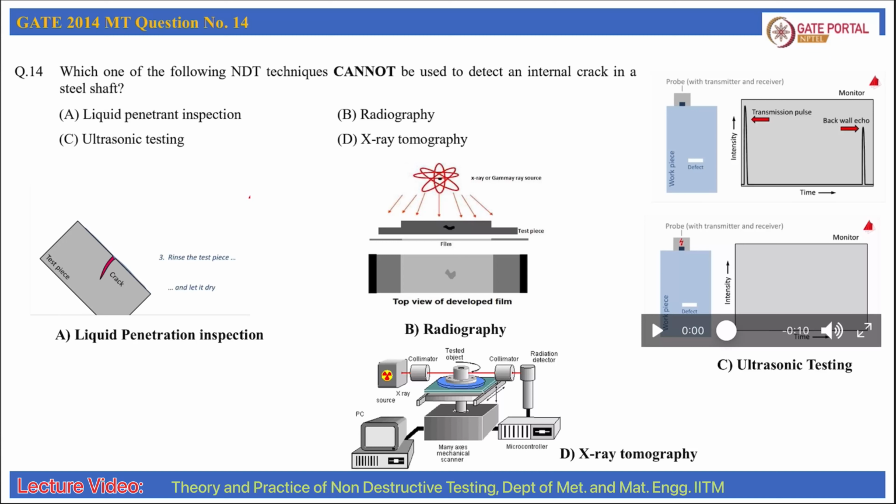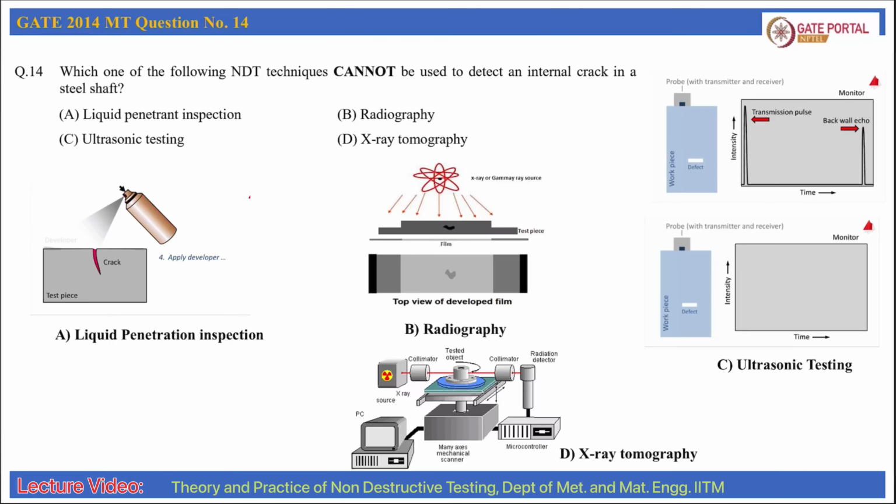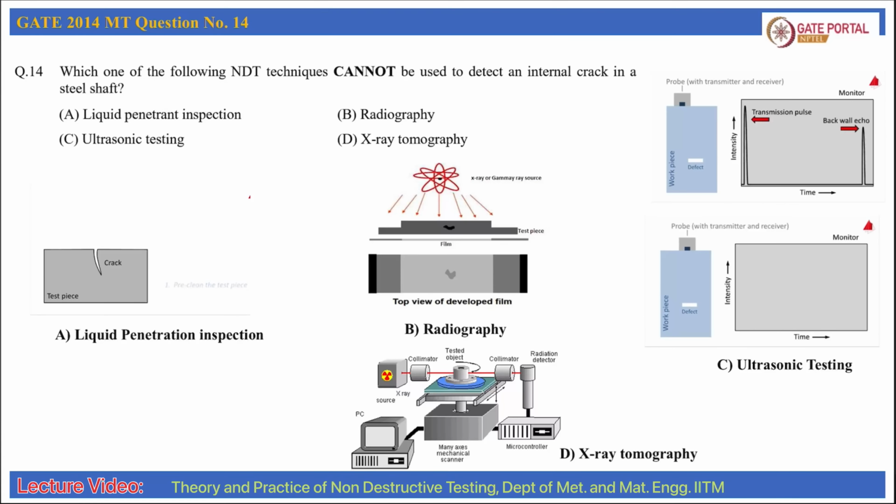But if the transmitted sound wave encounters a defect in the sample, we will get three pulses together. First will be the transmission pulse when you transmit the wave, then from the defect the wave will be reflected back. This is called the defect echo. If some part of the wave hits the defect and some part hits the bottom of the sample, then you may also get a back wall echo. So in this technique also you can detect the internal crack.